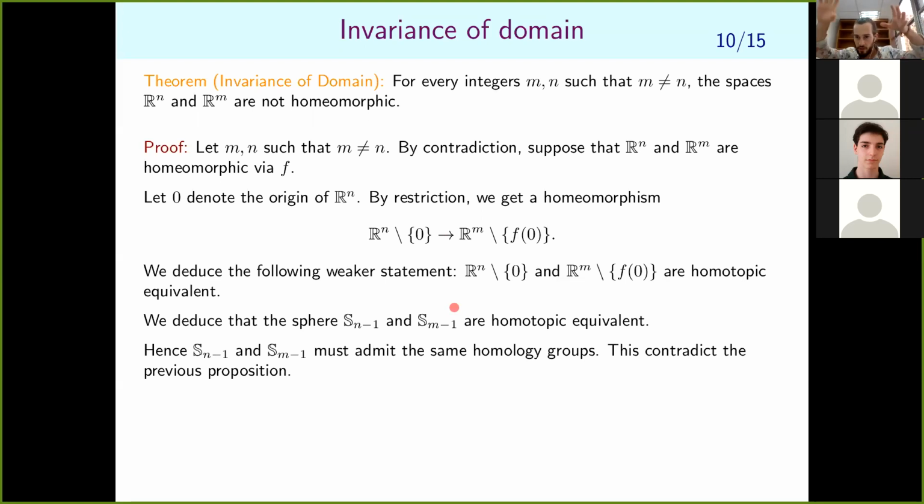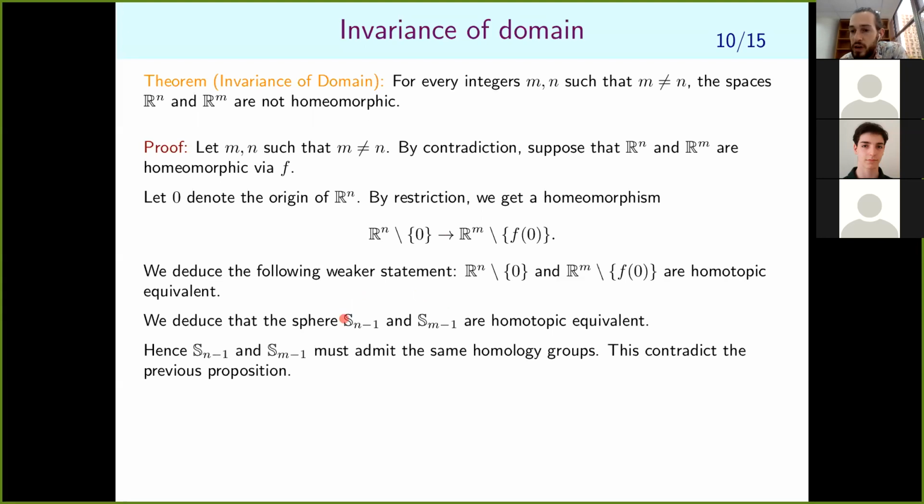And you can see that easily if you look at the space, you remove a point. Around the point, you have the sphere. And basically, you retract all your Euclidean space on the sphere. Okay? You can define a simple retraction to show that they are homotopy equivalent. And now, this is a contradiction.